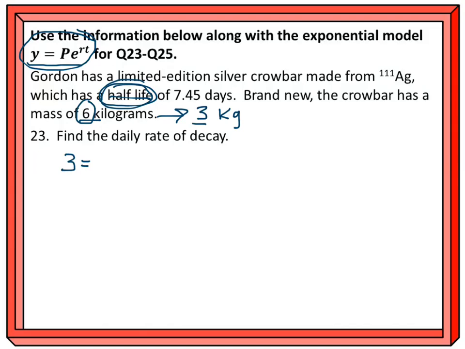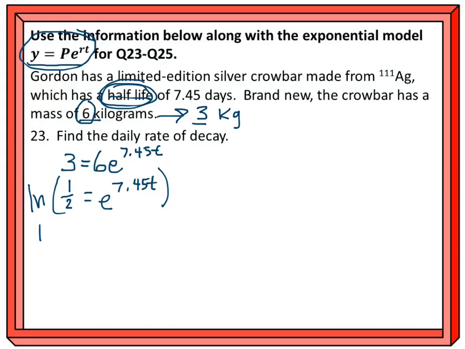So 3 is equal to 6 times e raised to the rt power. I don't know what r is. I'm trying to solve for r, but we know the time is 7.45 days. So 7.45 to the t power. Okay, I have to divide by the 6. I have to isolate the exponential term before I can take the log of both sides. So whenever I divide by 6, I'm going to get a half on the other side. Half-life. See, it's equal to a half. e to the 7.45t. Since this is base e, it makes most sense to just take the natural log of both sides.